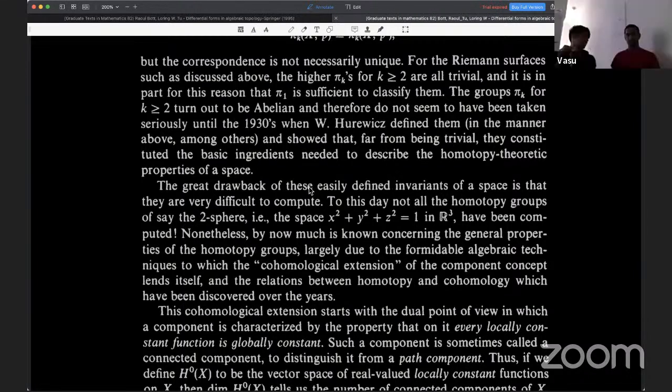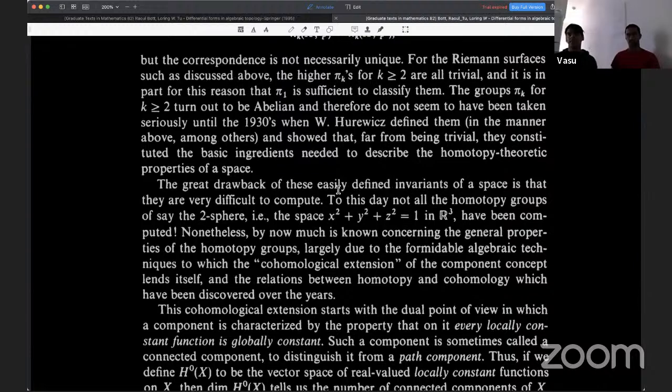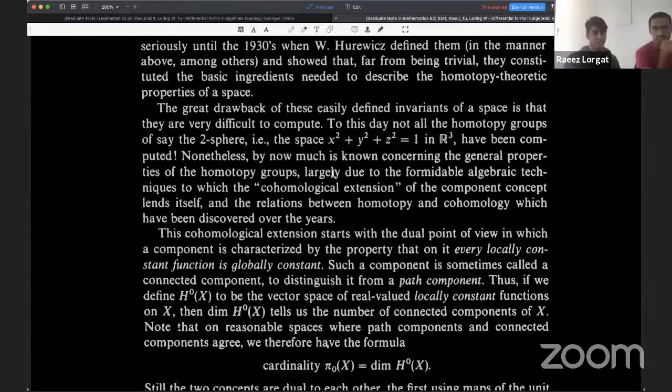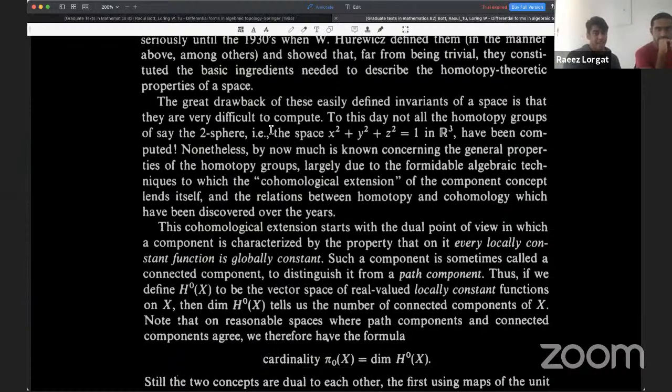So that means you just need a sequence of groups, and they're just measuring the connected components of these higher loop spaces, these iterated loop spaces, iterated based loop spaces, to be even more precise. So to reiterate, it's very beautiful. We've just defined something so general that applies to every topological space, but the caveat is that it's extremely difficult to compute. So how difficult? Take the two-sphere, the Riemann sphere of genus 0, right?